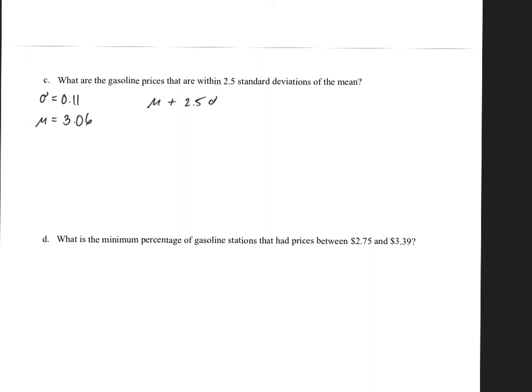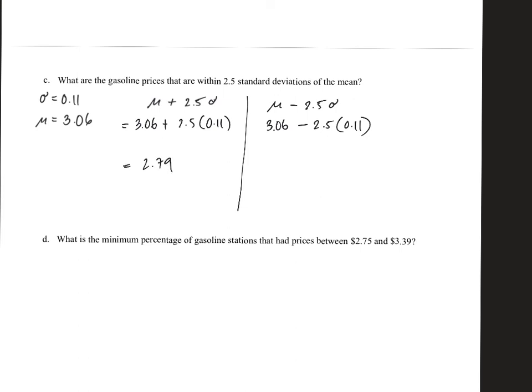I will continue. The next one would be your mean minus 2.5 times your standard deviation. So plugging those values in, we have 3.06 plus 2.5 times 0.11, and 3.06 minus 2.5 times 0.11. We can calculate those out. Working that out on a calculator, you get 2.79, and, oops, sorry, that's the wrong one. You get 3.34 and 2.79.